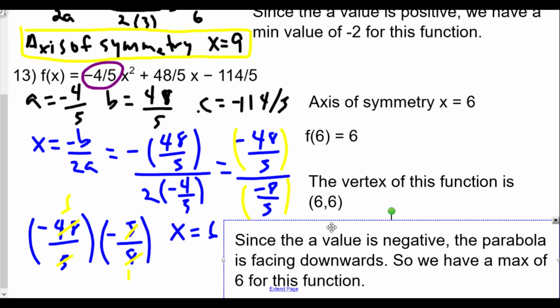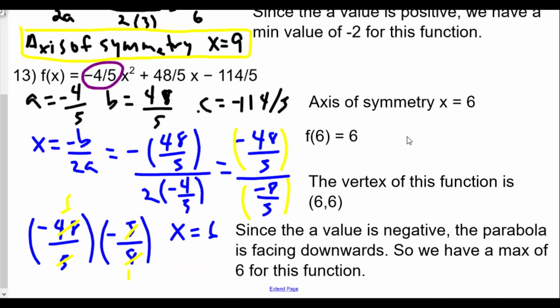All right, ladies and gentlemen, so that's what it comes down to. Because the parabola is facing downwards, we have a maximum value, and that maximum value is the y value. It's not the x value. Remember, the maximum or minimum is always based on the y value. That's why it works out, just like it did before for the other one of -2.